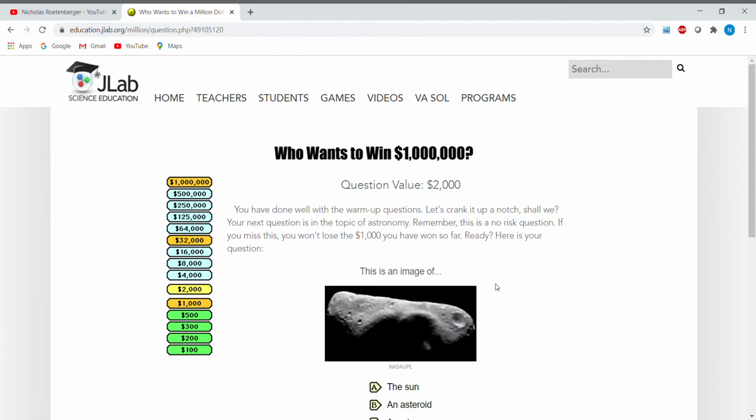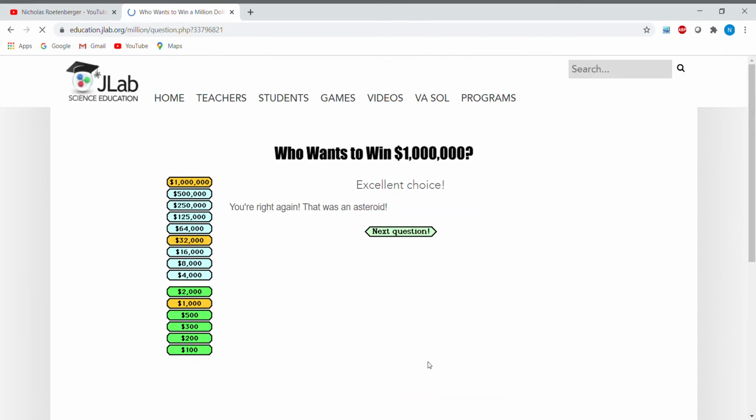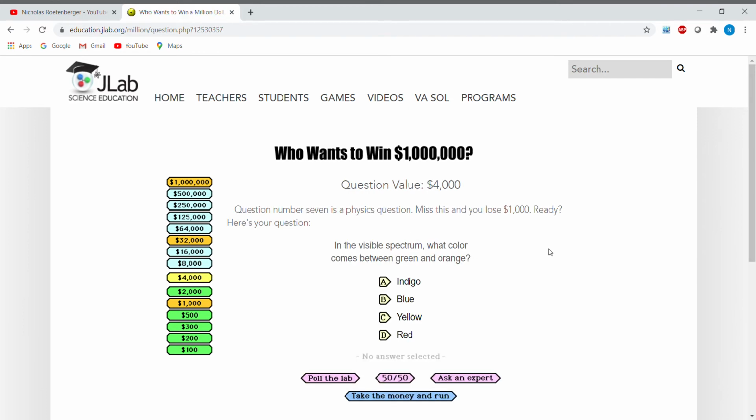This is for $2,000. This is an image of the sun, an asteroid, a meteor, a comet. That would be an asteroid. We got $2,000. For $4,000.